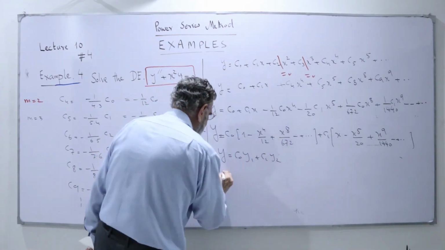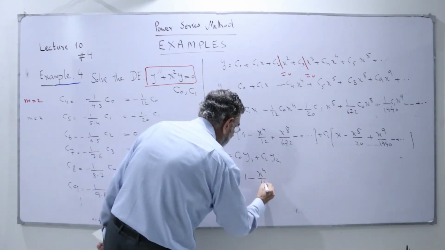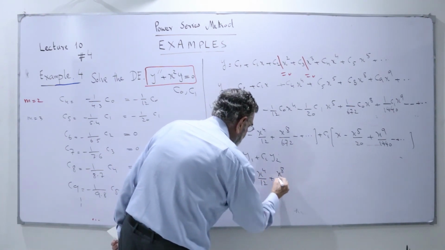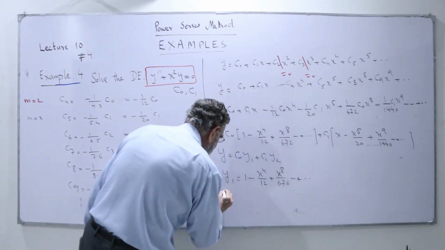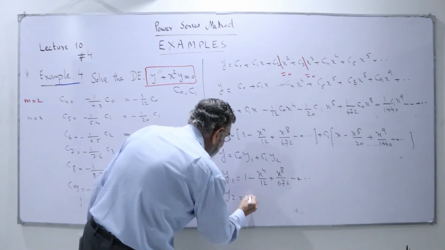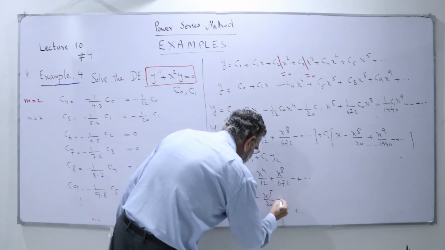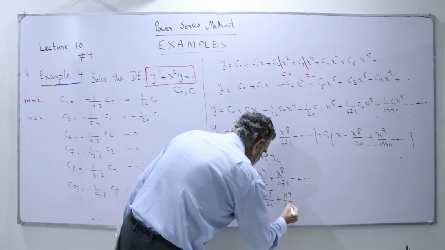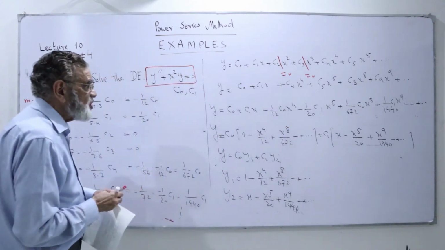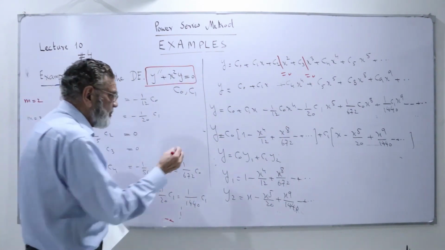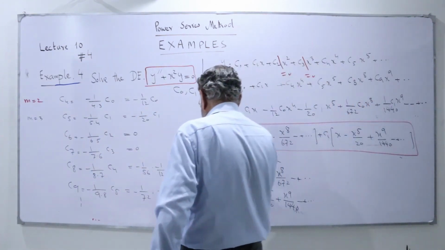If I want to write this as y equal to C0 y1 plus C1 y2, what is my y1? My y1 is 1 minus x to the power 4 over 12 plus x to the power 8 over 672, minus plus. And y2 is x minus x to the power 5 over 20 plus x to the power 9 over 1440, minus plus, and so on. So this is my series solution, and we can stop here. This is the series solution for the differential equation.